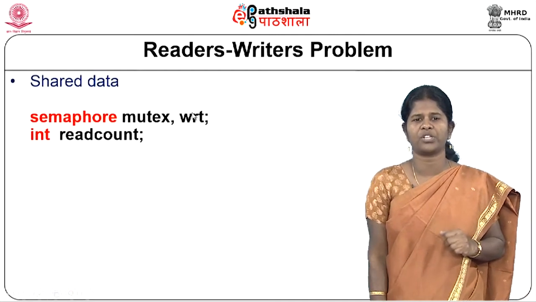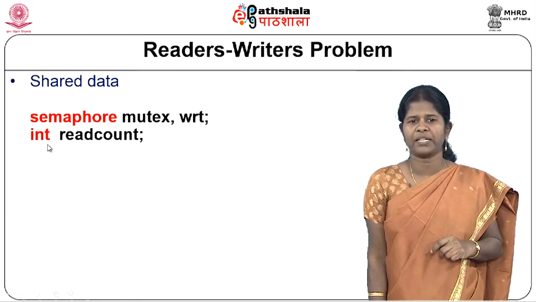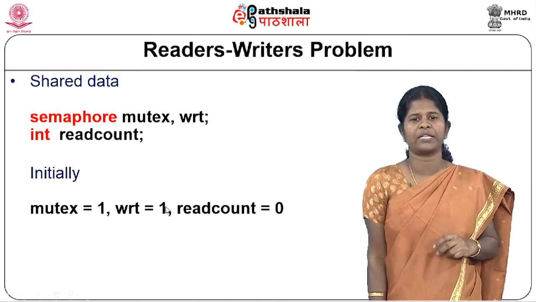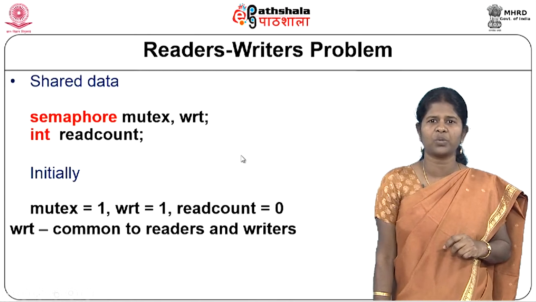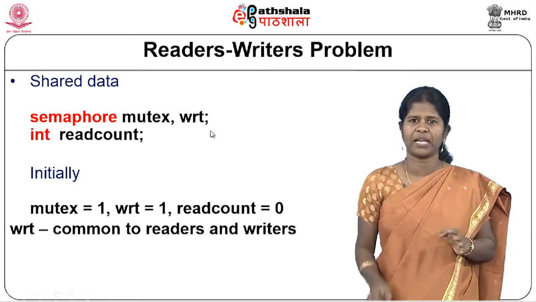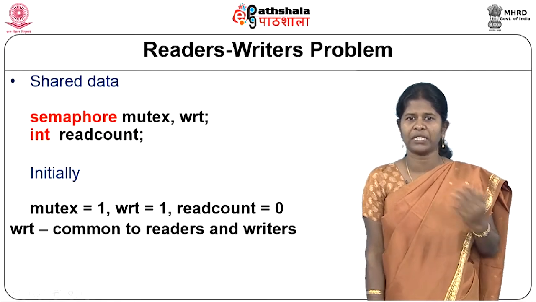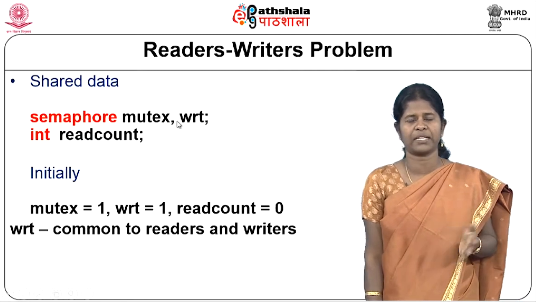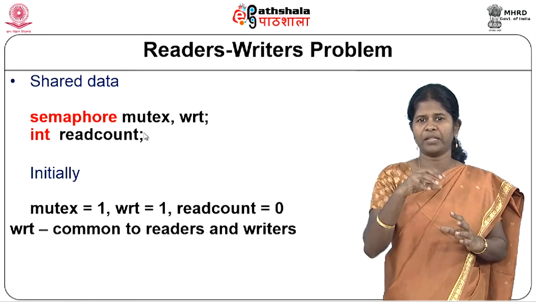So, we will see a solution where they maintain two semaphores, mutex and WRT, and they also maintain a variable called read count. Initially mutex is 1, WRT is 1 and read count is 0. WRT is a semaphore common to both the readers and the writers. Before they try to access the file, the readers as well as the writers have to wait on this WRT semaphore. Before manipulating the read count variable, they wait on the mutex semaphore, and after manipulating they signal it. Basically the read count variable is safeguarded by the mutex semaphore.